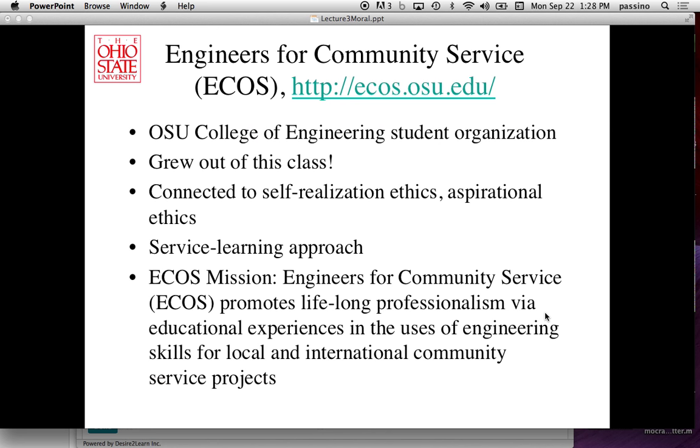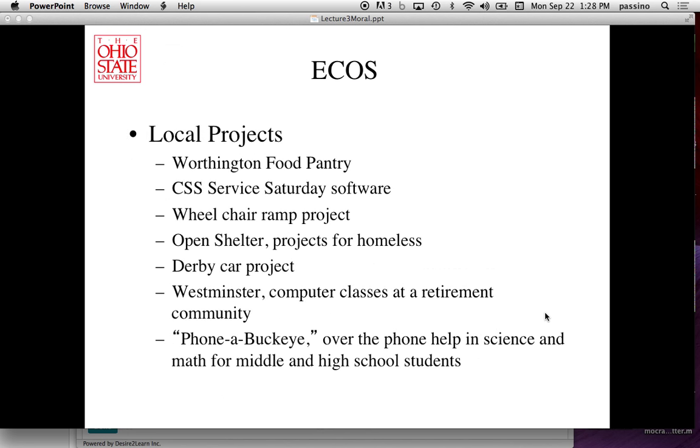Now I want to talk a few minutes about Engineers for Community Service. As an organization, this is an example of engineers reaching out to their community. This is the OSU College of Engineering student organization. It grew out of the fall 2003 offering of this class. I got together with a group of students and we decided to do this. It's been very active ever since. I think it's more active this year than any year in the past. It's a service learning approach. There's the mission, but let me give you an example of some of the projects they do.